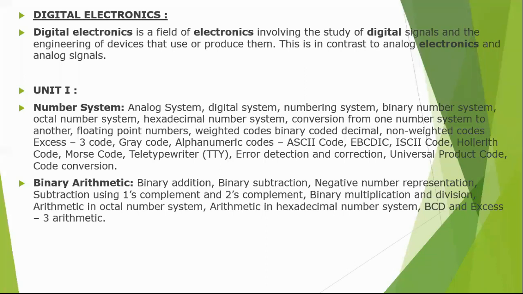Then we have negative number representation. Then we have subtraction using ones complement and twos complement. What is a ones complement basically? Converting your 0 into 1 and 1 into 0. And what is twos complement? Adding just 1 to that. Then binary multiplication and division.